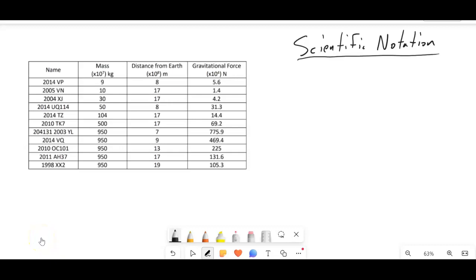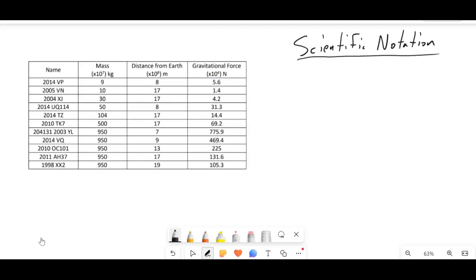Hey, physics folks, let's talk about big numbers. Let's talk about little numbers and how we use those in science using something called scientific notation that you might have seen before. I don't know if it comes up in math. In science, it comes up sometimes in chemistry because you have huge numbers of molecules, like in a cup of water.